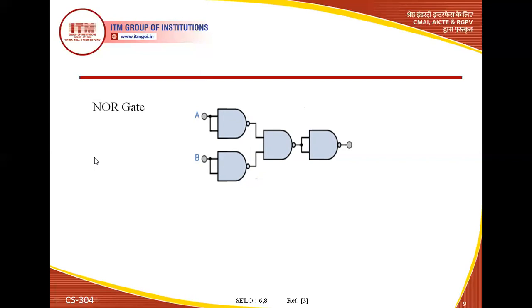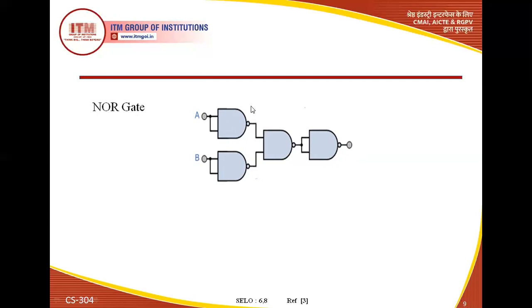So that's why, for designing the NOR gate with the help of NAND gates, we basically require 4 NAND gates. In some competitive examinations, the question always arises from this NOR gate or NAND gate: how many NAND gates are required for designing the NOR gate? So we have to remember that we require 4 NAND gates for designing the NOR gate.